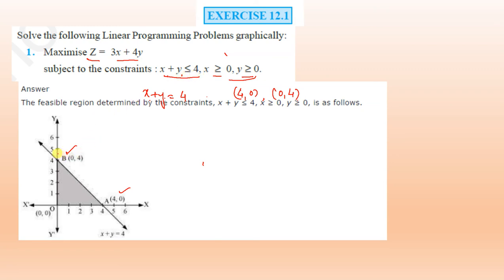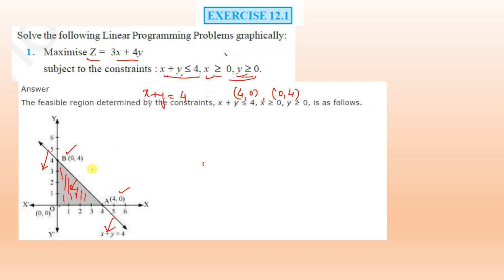So the shading, the half plane determined by this inequality will be this half plane towards the origin because origin satisfies it. And because of this, the last two constraints, our region will be only in the first quadrant because x greater than 0, y greater than 0 is in first quadrant. So this is the required feasible solution of this inequality.